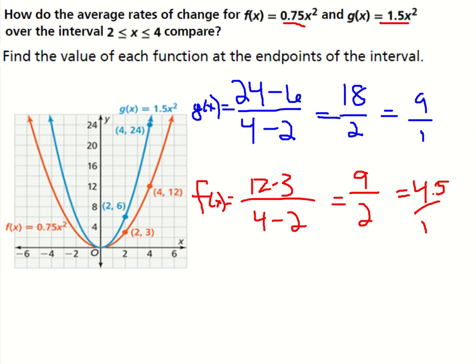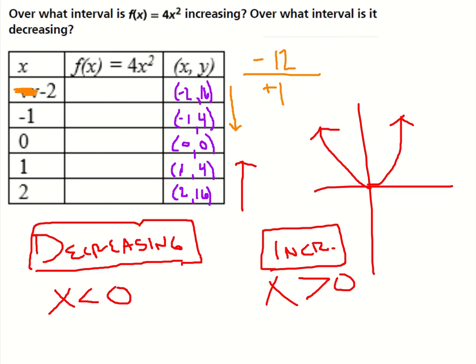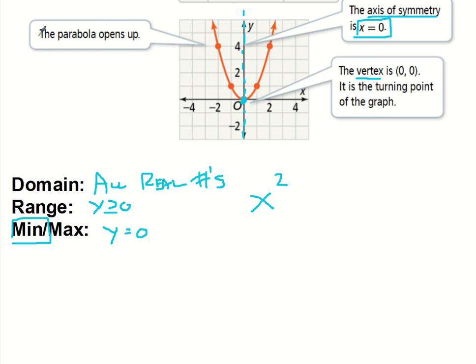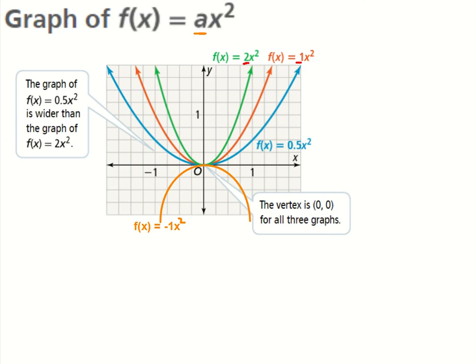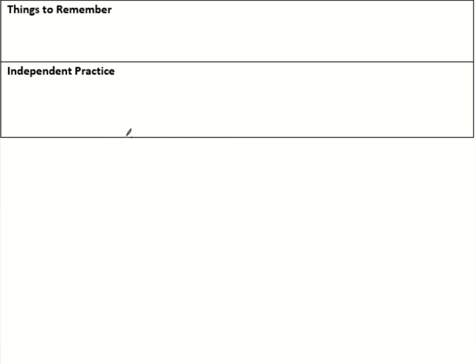That's all I got for you guys. Really it's just recognizing the shape, what the a value does, and then being able to identify the vertex, the domain, the range, the minimum, the maximum, the axis of symmetry, and also being able to find the rates of change over certain intervals. That's all I got for you guys. No independent practice today. And I'm not even going to give you things to remember. So that's all I got.